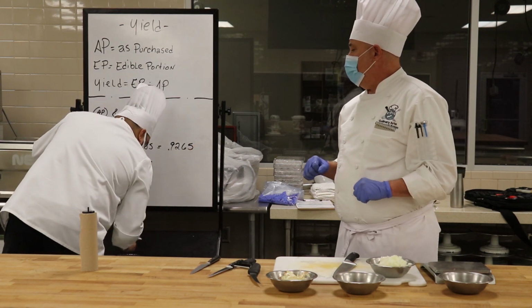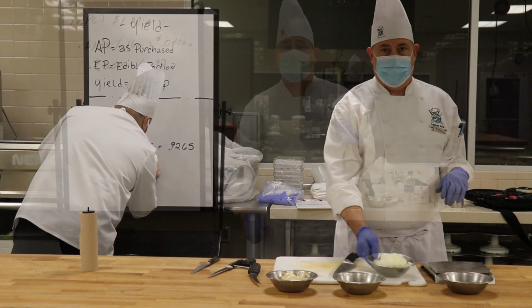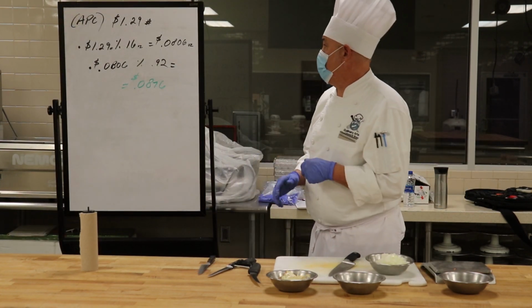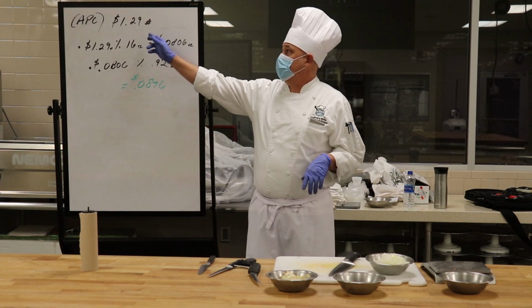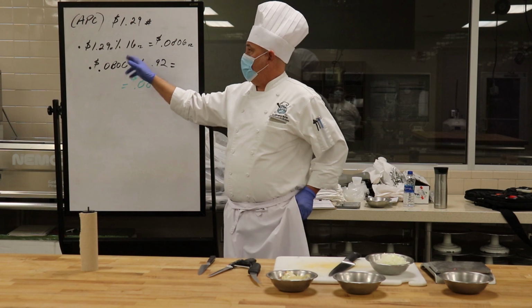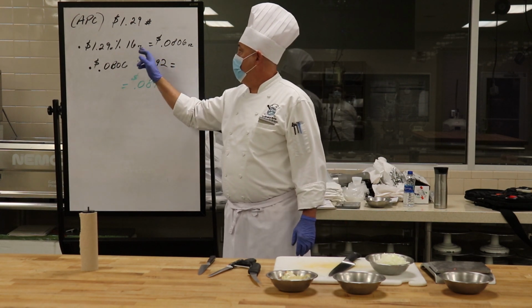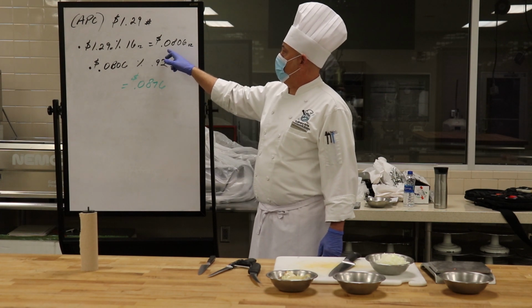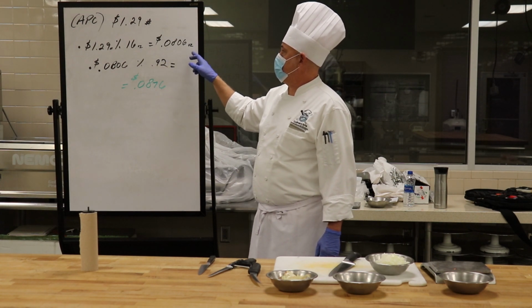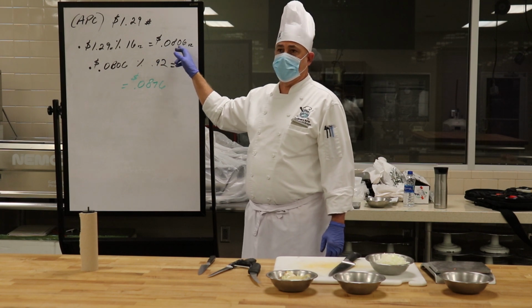So the next step is to calculate a cost for the onion. So to calculate the cost for this onion, we're going to say that these onions cost $1.29 a pound. So at $1.29 per pound, we need to get to the per ounce price. So we're going to divide $1.29 by 16. So we get 0.0806, and remember, moving the decimal points, so we get 8.06 cents per ounce.